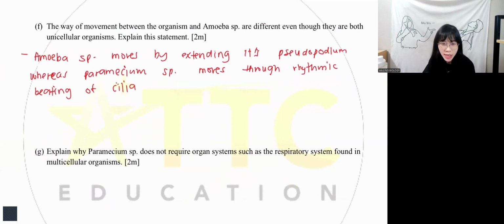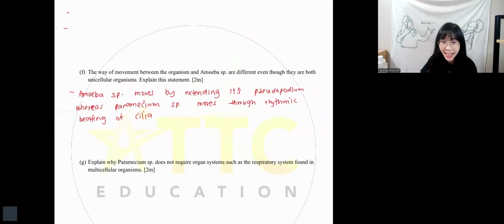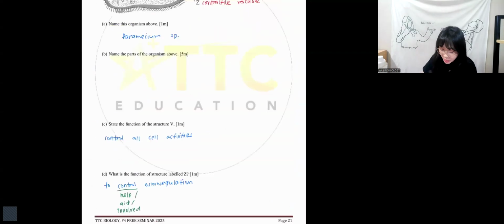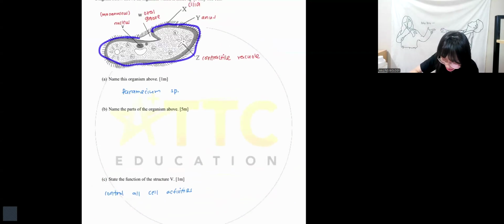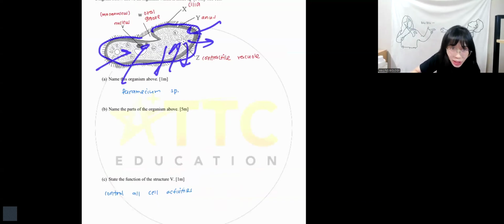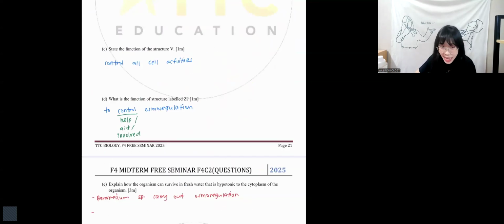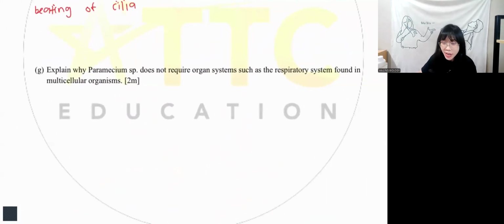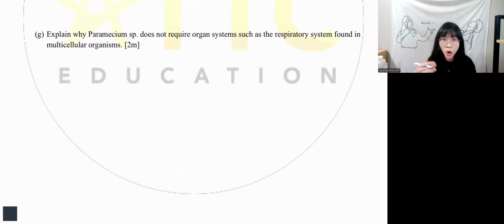Okay, explain why paramecium species does not require organ systems such as respiratory system found in multicellular organisms. No matter whether they are paramecium or amoeba species, the answers will be the same. Because they use their plasma membrane, the entire cell can carry out gases exchange. What does entire mean? It means entirely. Gases go in, gases go out. Food goes in, water goes in, water goes out. The entire cell can carry out gases exchange or maybe nutrients or water absorption.